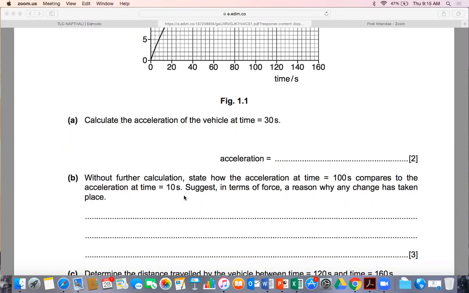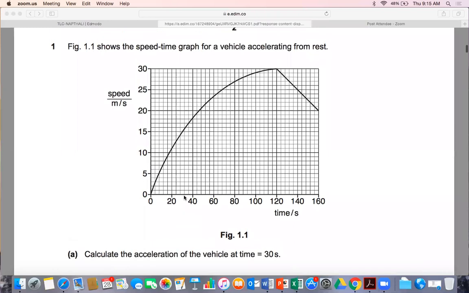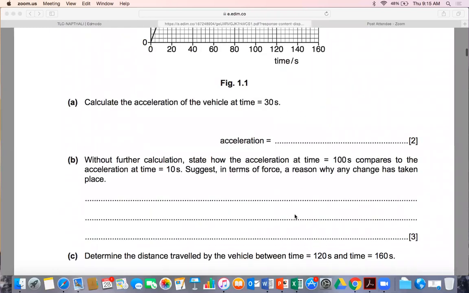Now, it also says, suggest, in terms of a force, a reason why any change has taken place. So in terms of force, why do you think the acceleration is slower? This is a vehicle. What causes the acceleration to be slower in terms of force? What do you think is present? There is more friction. Correct. So you can say there's more friction or there's more air resistance. Or you can also say the vehicle is moving slower, that means the driving force itself is smaller.